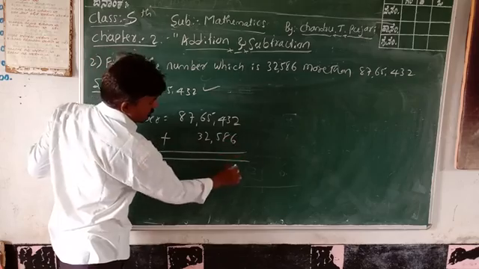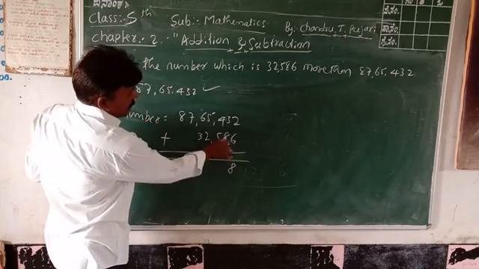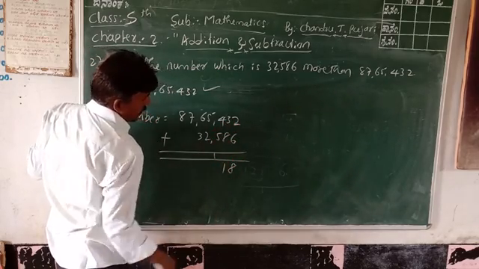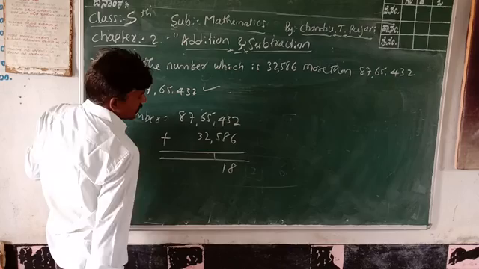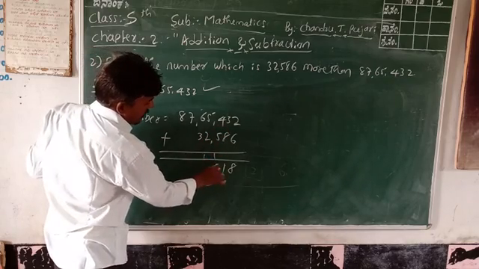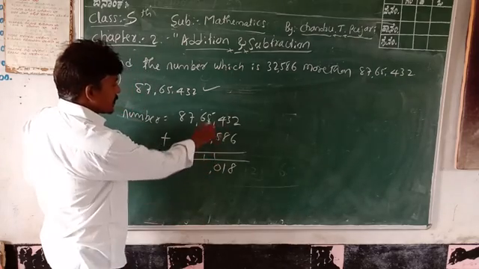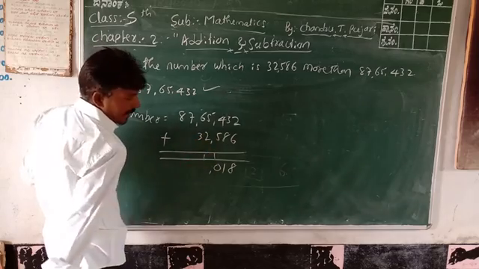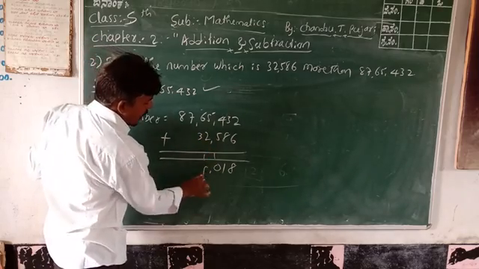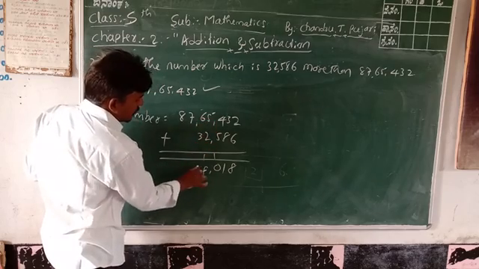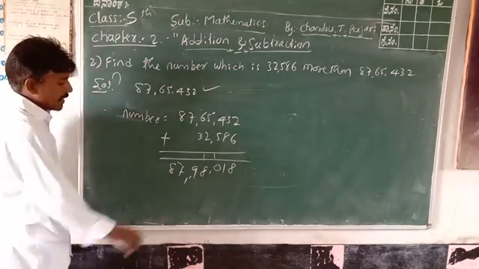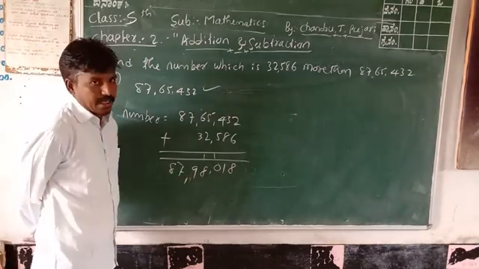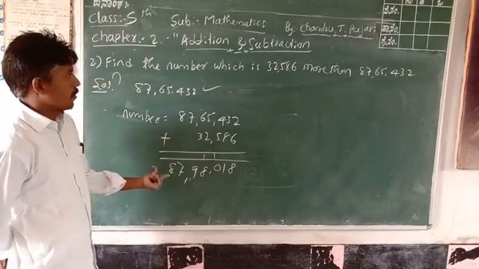6 plus 2 is 8. 8 plus 3 is 11. Next, 4 plus 5 is 9. 9 plus 1 is 10. Carry 1. Next, 5 plus 2 is 7. 7 plus 1 is 8. Next, 6 plus 3 is 9. Therefore, the number is 87,98,018.